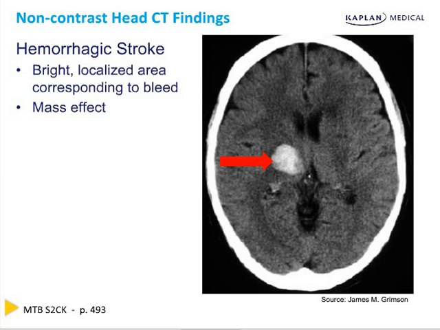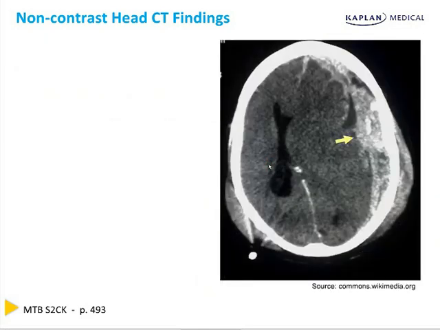Another difference between hemorrhagic and ischemic strokes on non-contrast head CT is that with hemorrhagic strokes, the gray-white border remains intact. Let's now move on to discuss two other conditions that can be easily diagnosed via non-contrast head CT, starting with the subdural hematoma. A subdural hematoma results from a traumatic head injury that leads to tearing of the veins that bridge the dura.